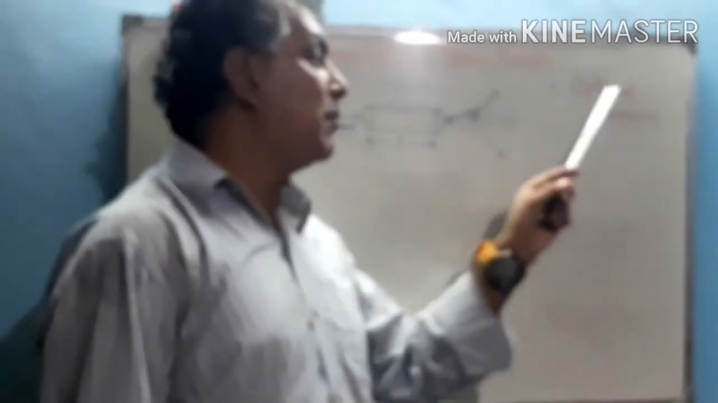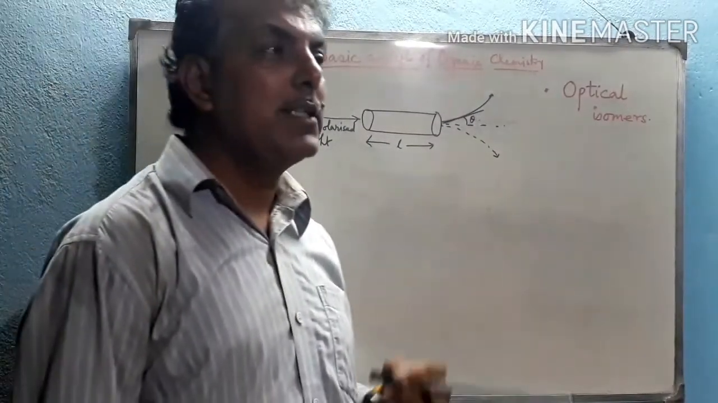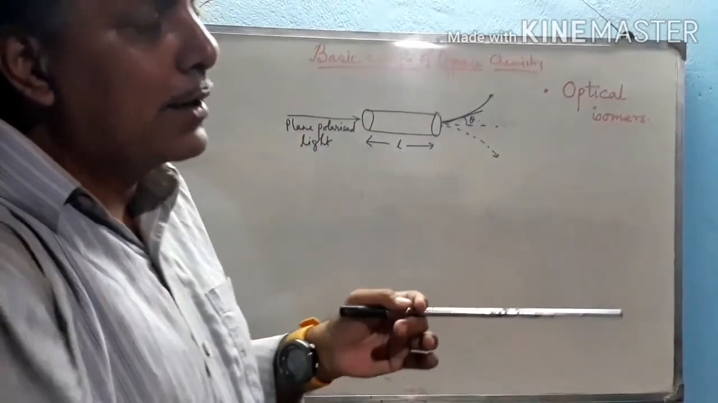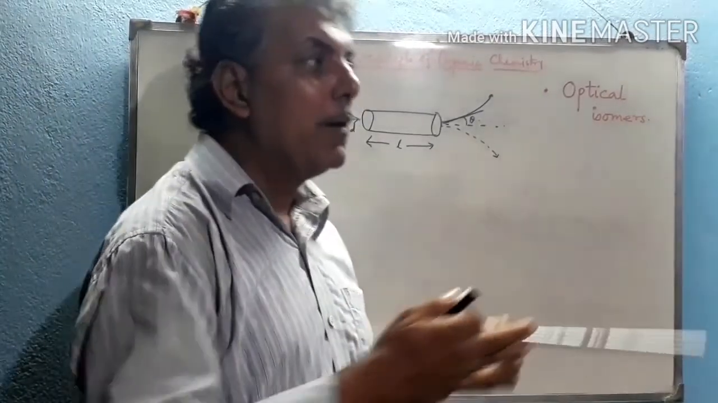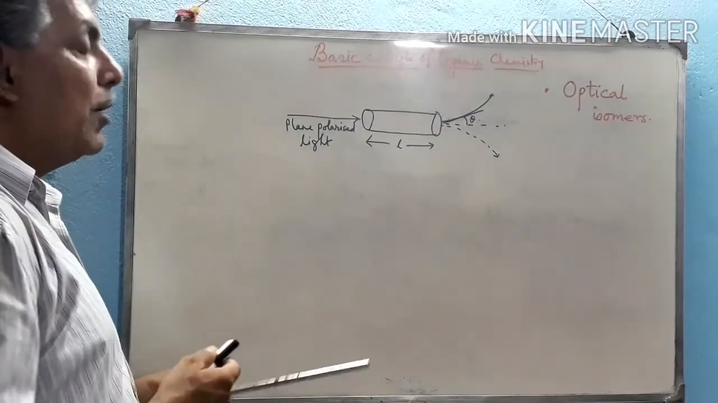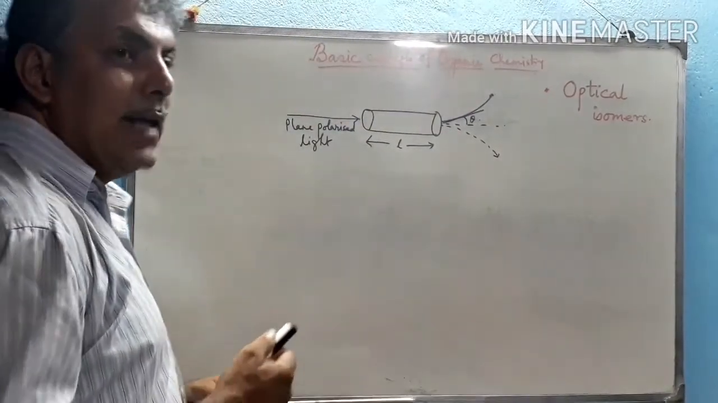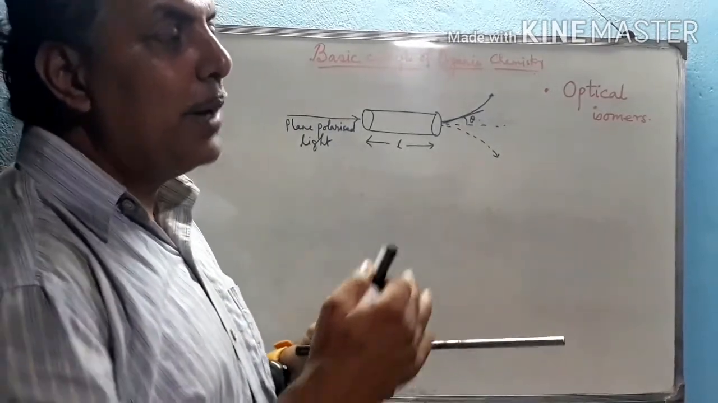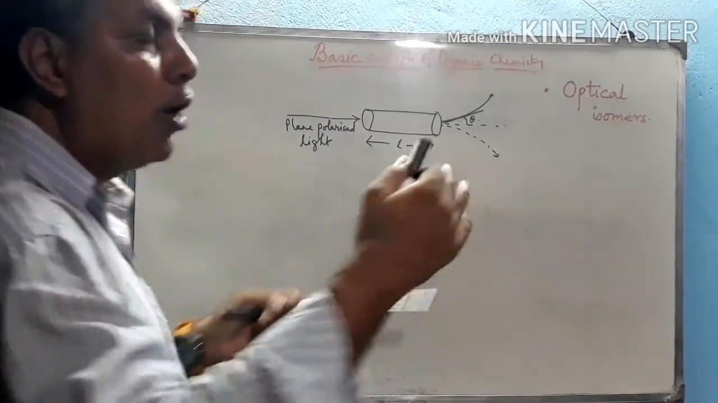Now we are discussing optical isomers. A compound which can rotate the plane of polarized light, either towards the left or towards the right, is called an optical isomer or optically active compound. Now what is plane polarized light? It is light in which the photons vibrate in a particular plane, not in all planes.